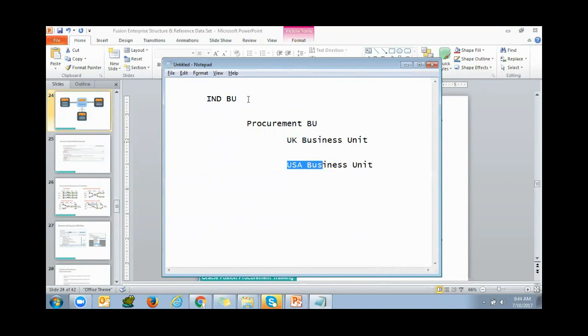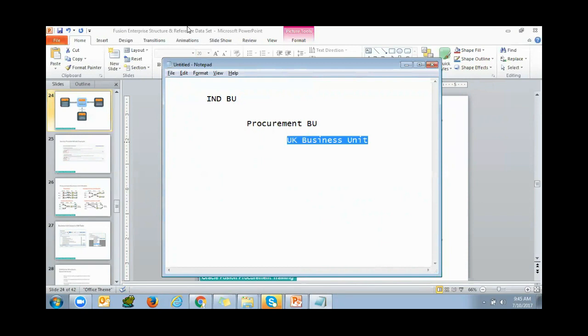Got it? So while you are defining the business unit, you have to select the service providers. Look at the technical term, service providers. The same technical term is also used in the application, service provider. For this India business unit, who is the procurement service provider? UK and USA. Suppose if you don't put USA here, then the India business unit's service provider is only one, that is the UK business unit.